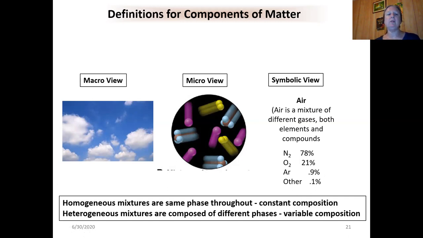A heterogeneous mixture is not equally mixed. So depending on where you sample, you're going to get different compositions. So a bowl of cereal is heterogeneous. When you take a spoonful here and you take a spoonful from there, you're not going to get the same mixture. Let's say it's Lucky Charms. You're not going to get the same number of marshmallows in the different sections of your cereal bowl. That's a heterogeneous mixture.